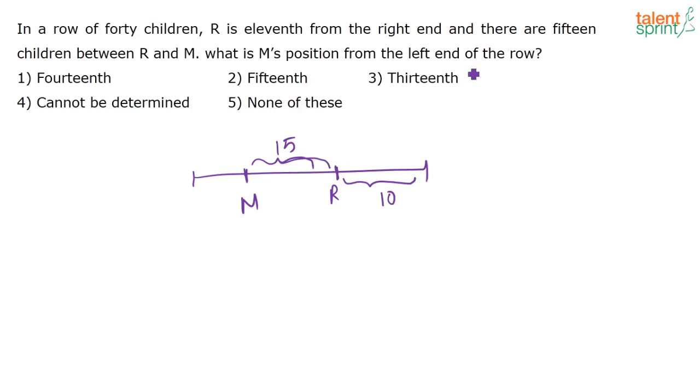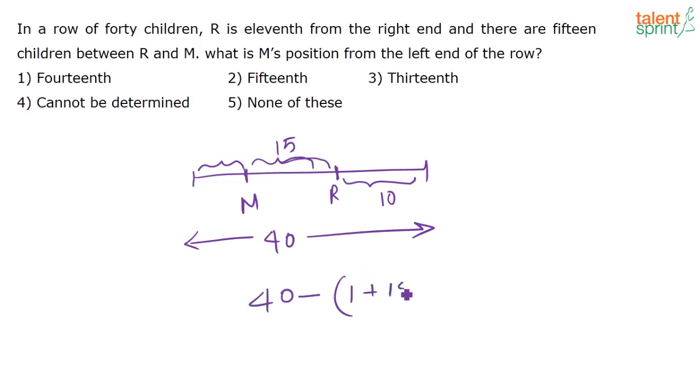Now, what is M's position from the left end of the row? So you have to find what is M's position here. Totally you know how many people are there. There are 40 students, correct? So let us first find out how many children are there after M on this side. That will be nothing but 40 minus: M is 1 person, then you have 15 people in between, then you have R, and then you have 10 people after R. That is equal to 40 minus 16 plus 1, 17. 17 plus 10 is 27. 40 minus 27 is 13.